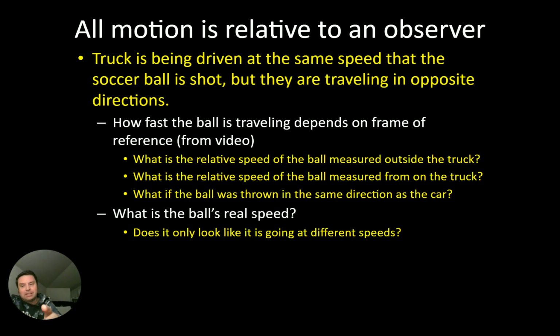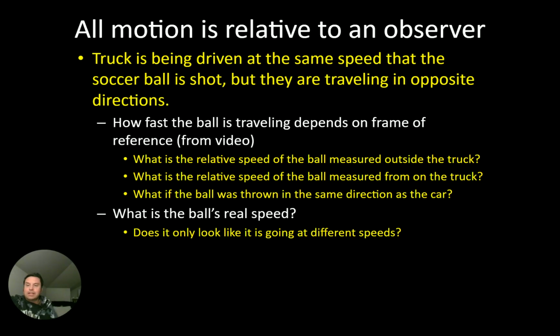So this is going to sound funny, but what is the relative speed of the ball measured outside the truck? Why can't we just ask how fast the ball is going? Because it depends on where you are. You're going to see different things. So what is the relative speed of the ball measured outside the truck? If the truck was going 40 this way and the ball was shot 40 that way, you get 0, and the ball just drops.